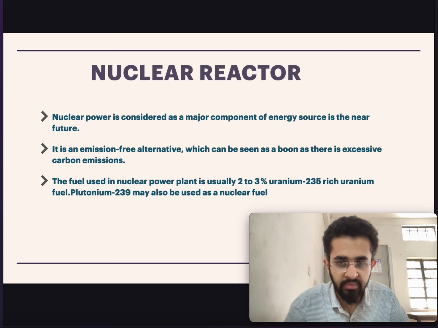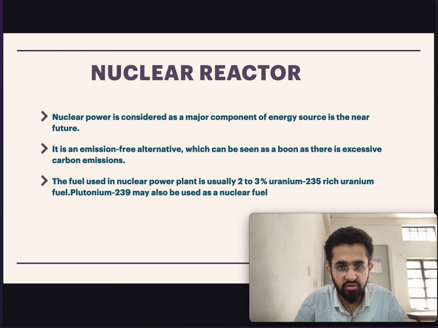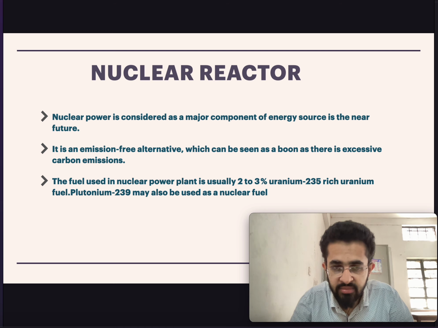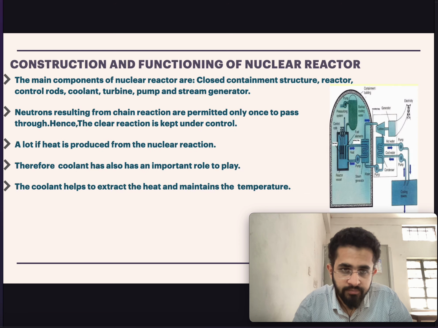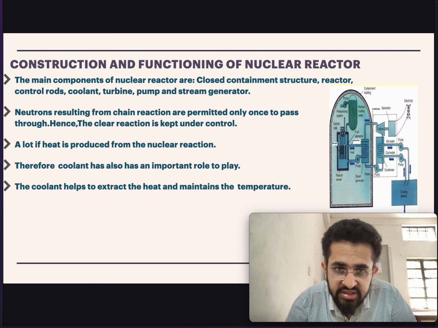The methods of nuclear power used in nuclear reactor. The fuel used in a nuclear power plant is usually 2 to 3% uranium-235 enriched uranium fuel. Plutonium-235 may also be used as a nuclear fuel. Construction and function of nuclear reactor. The main components of a nuclear reactor are closed containment structure, reactor control rods, coolant, turbine, pump, and steam generator. Of the neutrons resulting from chain reactions, only one is permitted to pass through, hence the reaction is kept under control.